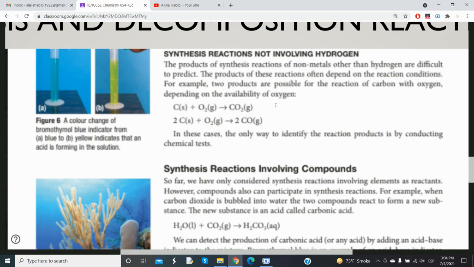The only way to identify the reaction products in this situation is by performing chemical tests, so that you know the amount of oxygen, because when you perform chemical tests, you then know exactly what amount of oxygen is available to produce what kind of output.